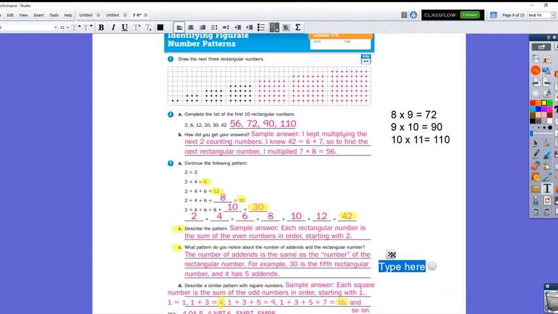I would have, let's say, 1 plus 3 plus 5 plus 7 plus the next odd number, which would be 9. And that would give us 25, or 5 times 5, right? So that's what they're saying there. Okay, and here we go. Let's go to the next page.